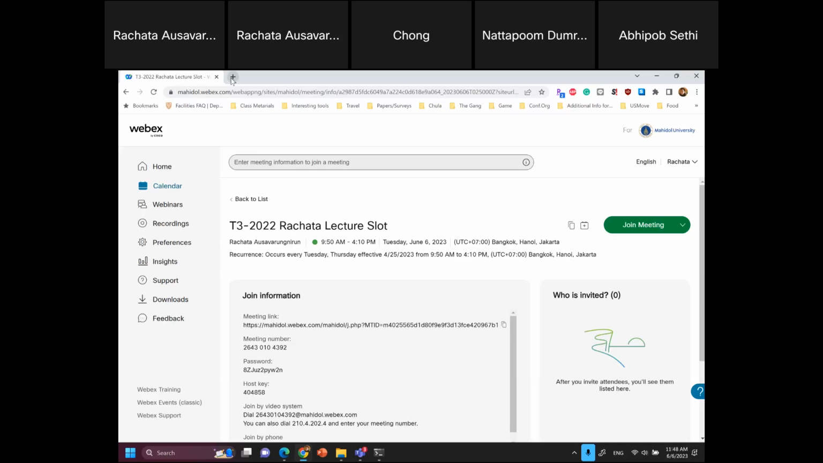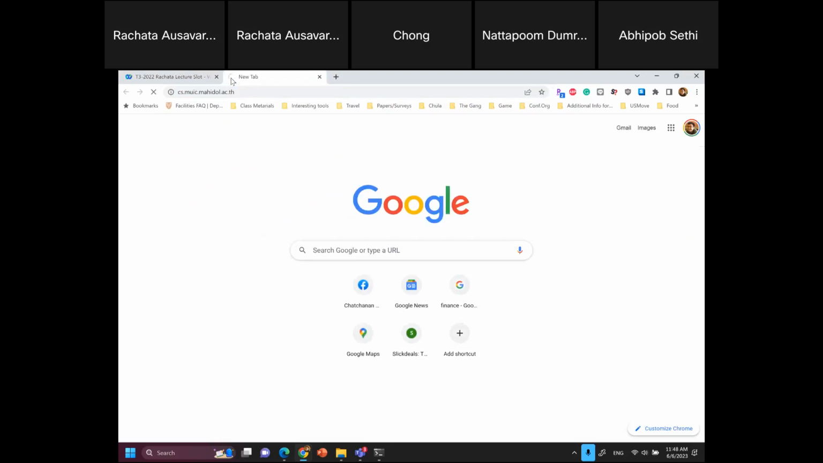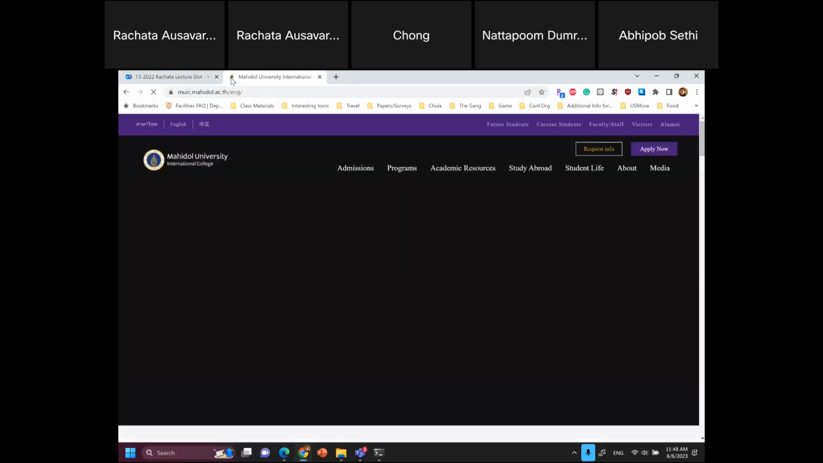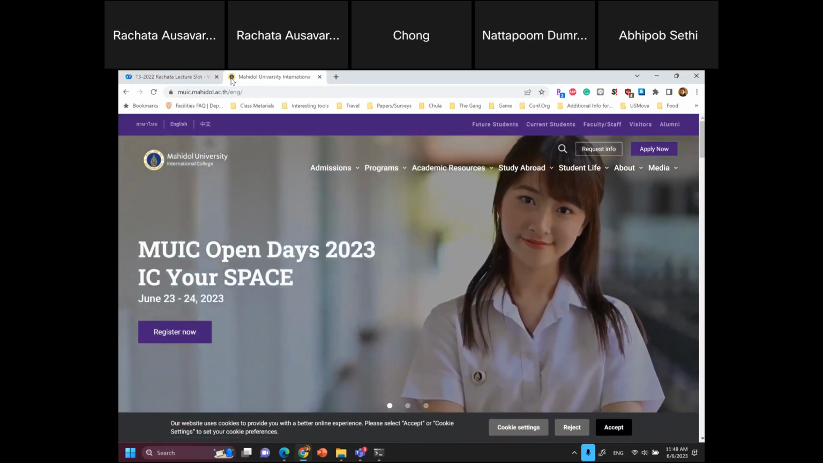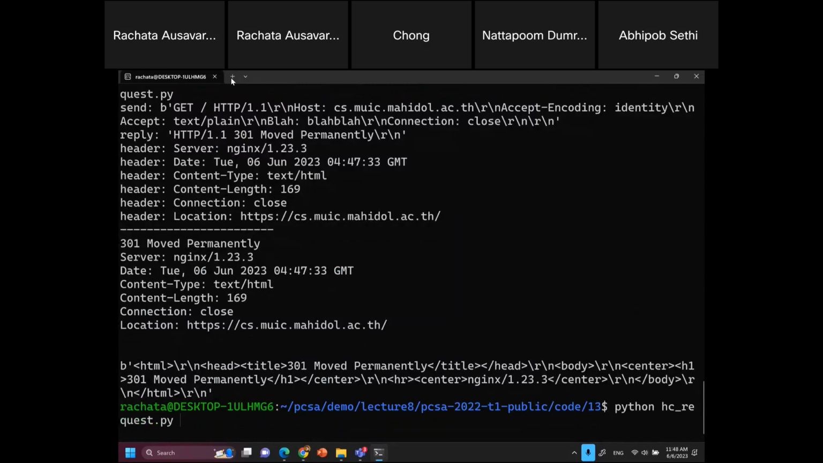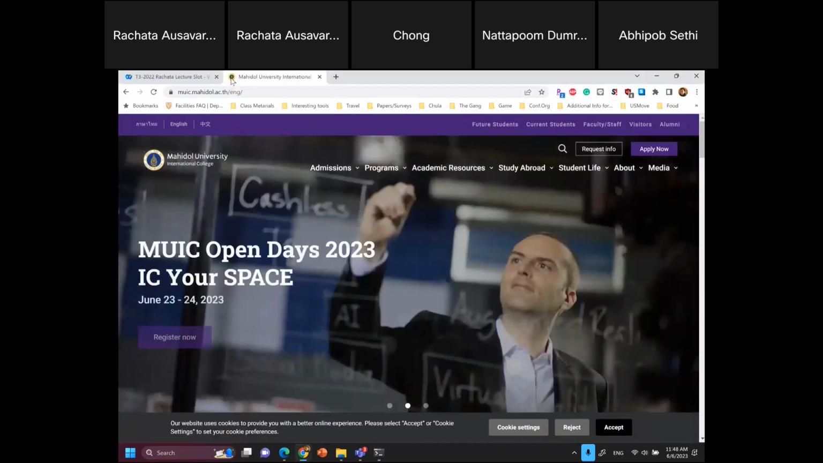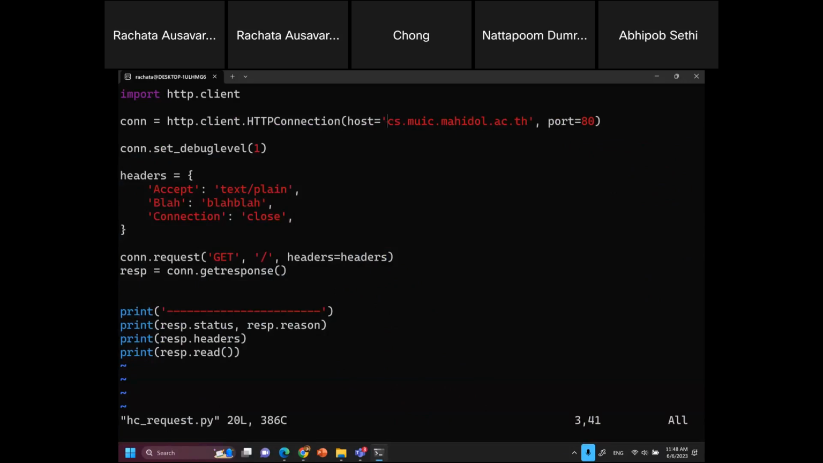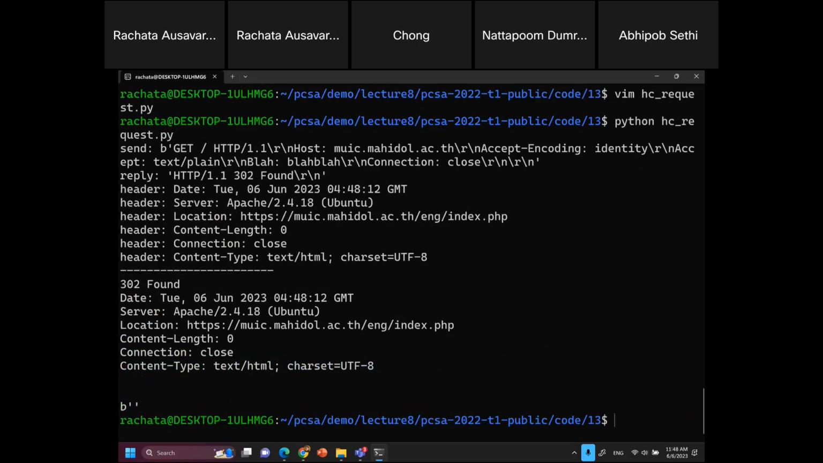Well, for some reason, if you go to cs.muic.mahidol.ac.th, it's not there. If you go there right now, you get forwarded to muic.mahidol.ac.th. I don't know what's going on, to be honest, but yeah. So I guess we can modify that. Wait, what's the muic.mahidol.ac.th? All right, let's try that. Now you see we got found.